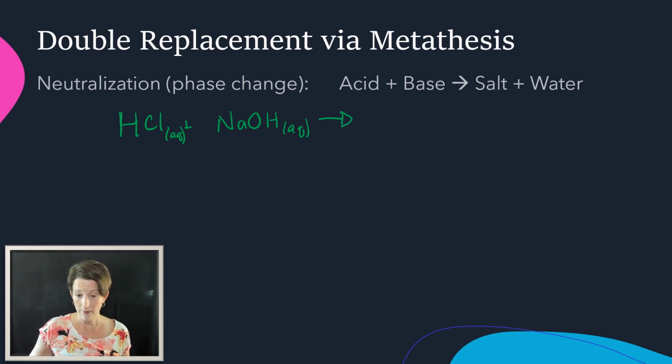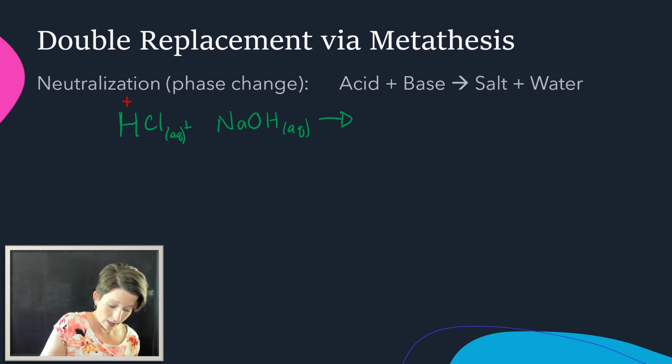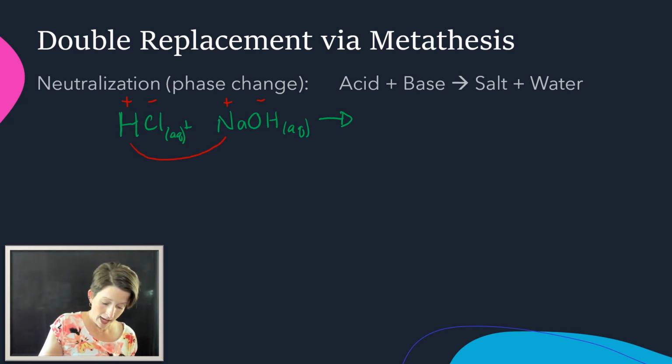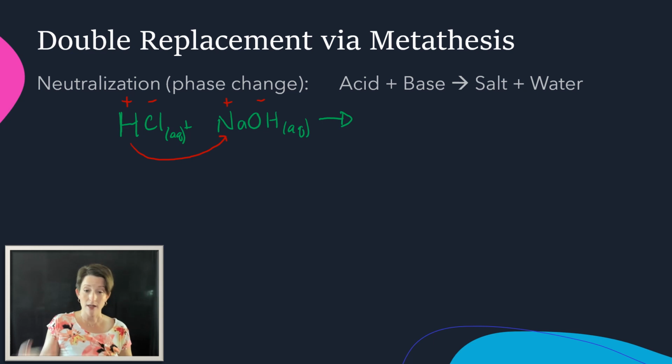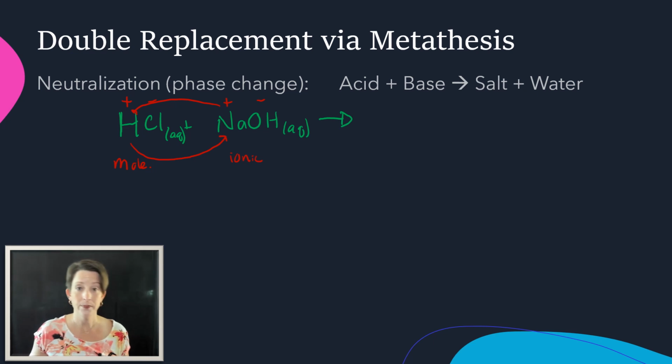Hydrogen can act as a cation when it's in its aqueous form. Chlorine will be the anion. Sodium is going to be a cation, and hydroxide is going to be the anion. As with metathesis reactions, you're going to have an ion switch place to reform. So HCl is our molecular compound, sodium hydroxide is our ionic compound.